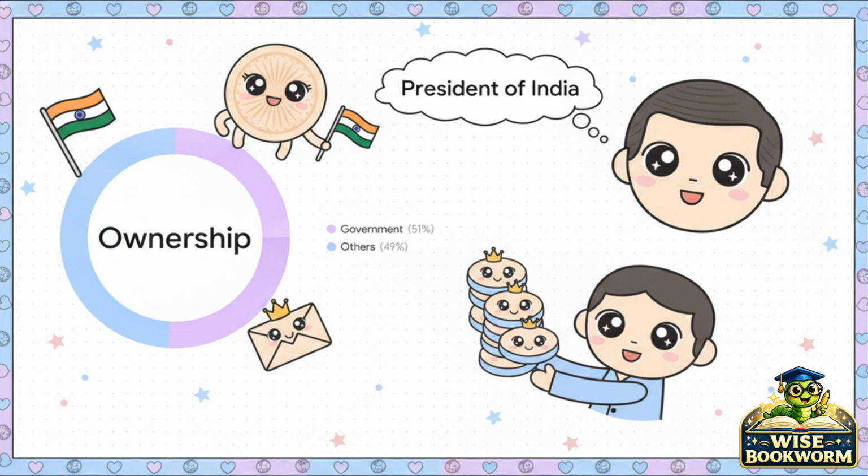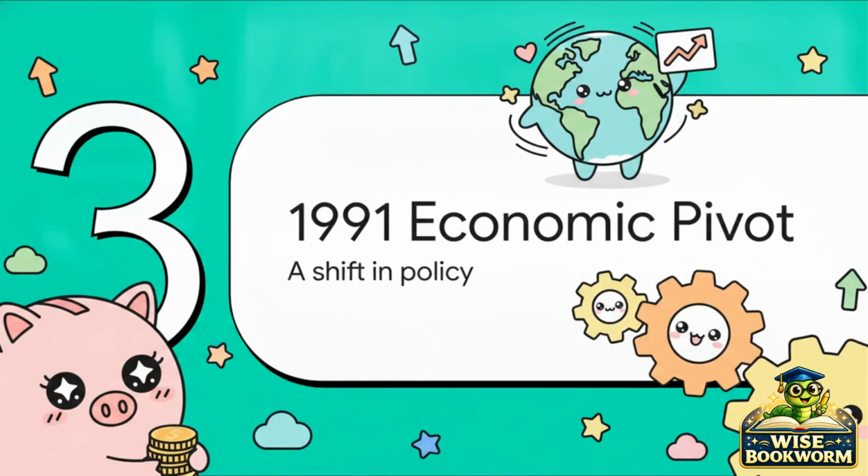And here's a really fantastic little detail. These government shares are actually purchased in the name of the President of India. So the government maintains the controlling stake, but purposefully opens the door for private shareholders to fill up the remaining 49%. Moving on to Section 3, the 1991 economic pivot.